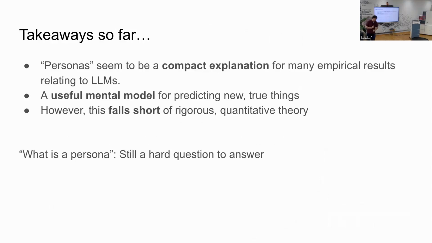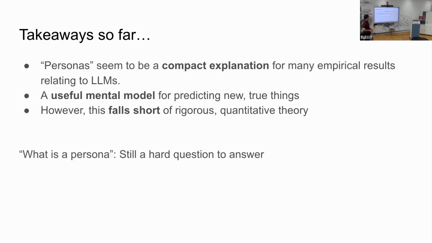So my claim here is that personas are a compact explanation for lots of empirical results. It's not a very formal theory, and it's unclear how to operationalize. In a sense, we come back to the fundamental problem in interpretability of what is a feature. I don't know. They haven't figured it out after like 5 years or longer. But if you engage with it, it's pretty useful.